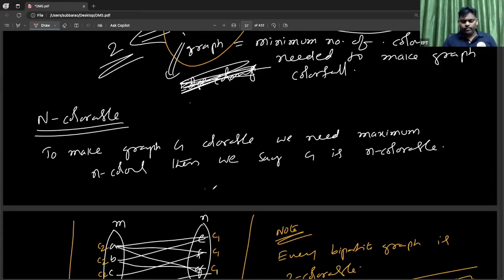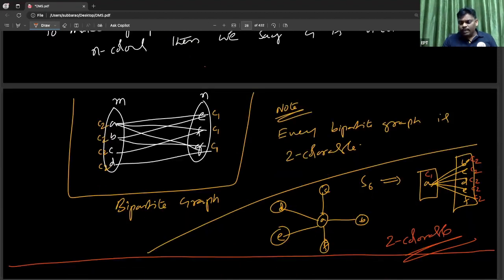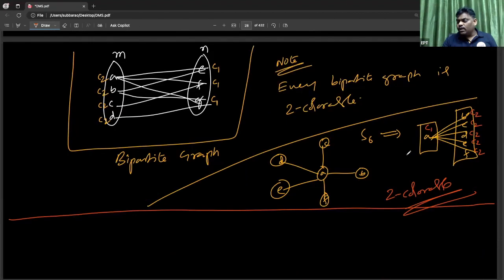Okay, that is also okay. To make the graph colorable, you are using a maximum of n colors. Then I can say that graph is n colorable. So from that I got to know that bipartite is 2 colorable. Star graph is also 2 colorable because it is also a bipartite graph.